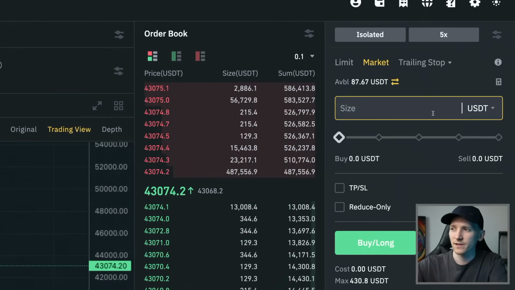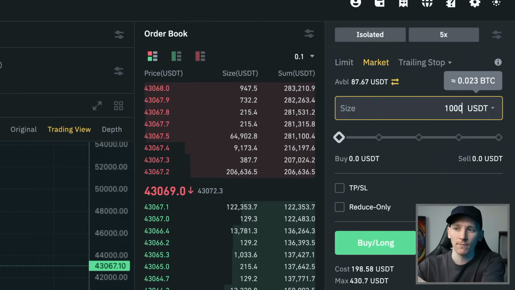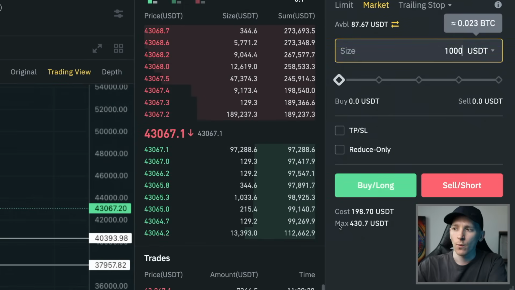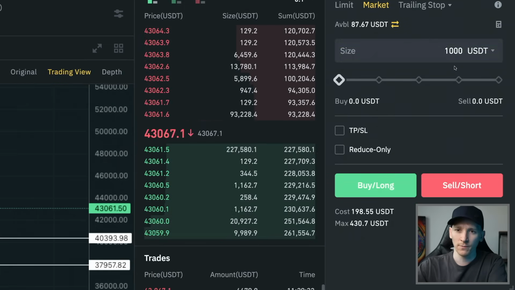But what we can do here is just explain leverage. A $1,000 position is the position in the market, and with 5x leverage, we're only putting 20% down. So a $200 cost to us opens a $1,000 position.